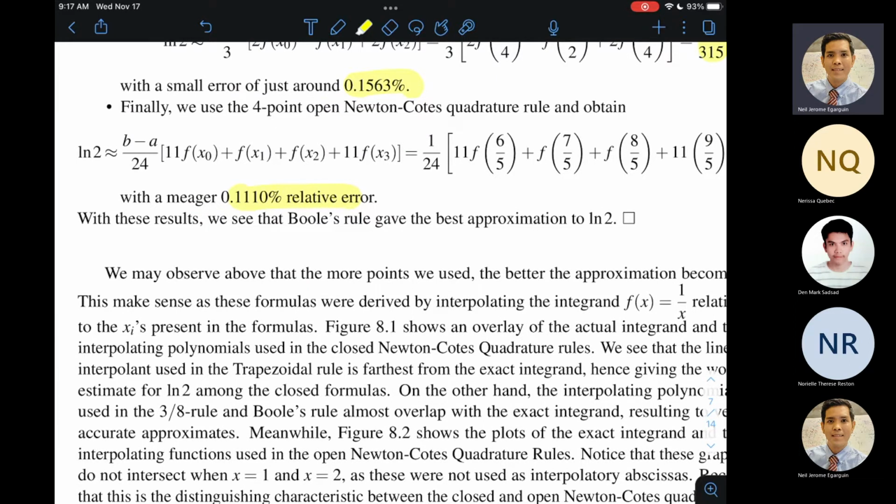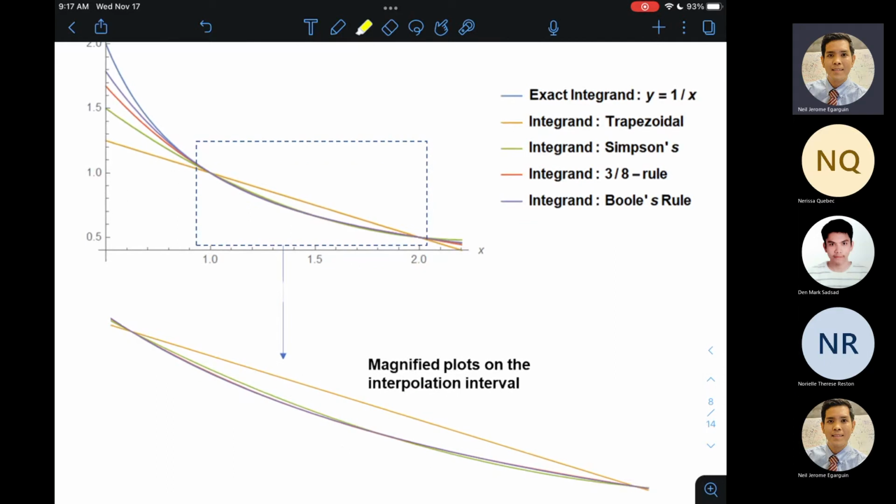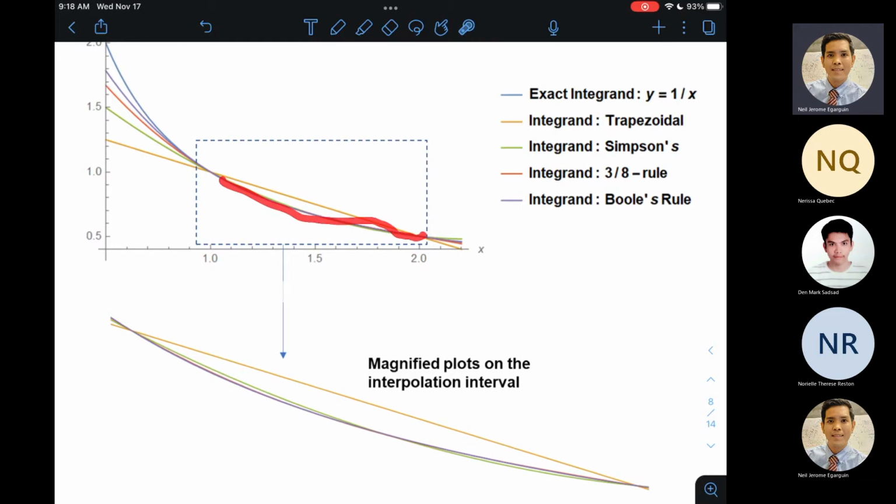Now, let's try to make sense. Bakit maganda yung mga approximates na nakuha natin? Well, we'll look at figure 8.2. Sa figure 8.2, makikita natin yung graphs ng actual integrand in blue at saka yung graphs ng mga pinampalit natin dun sa 1 over x, yung interpolating polynomial para kay 1 over x. Ginraph ko sila dito ng magkakasama sa figure na to. Tapos makikita nyo na except for the integrand using the trapezoidal rule, halos magkaka-overlap na yung mga integrand ng 1 over x, yung integrand para sa Simpson's 3/8 rule at saka sa Boole's rule.